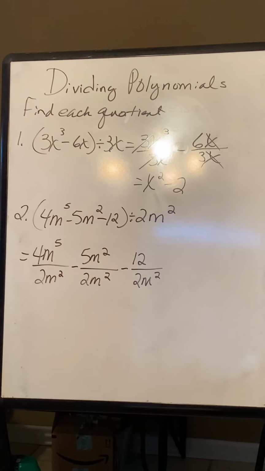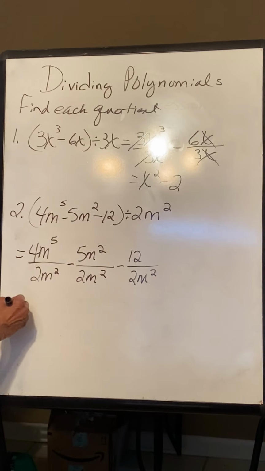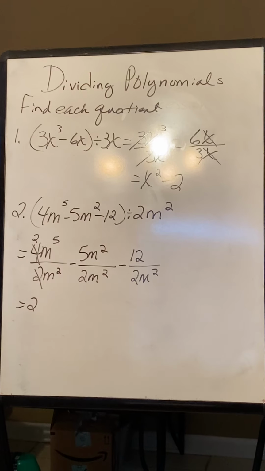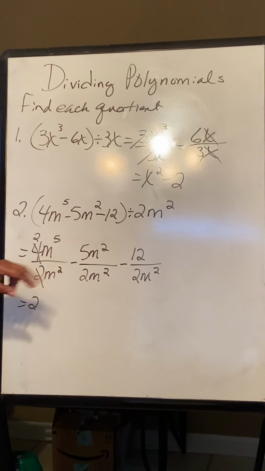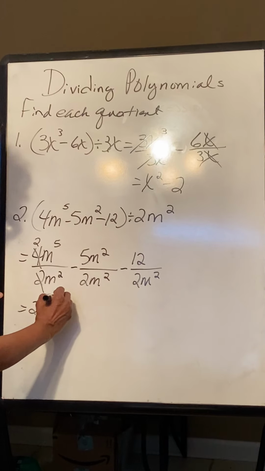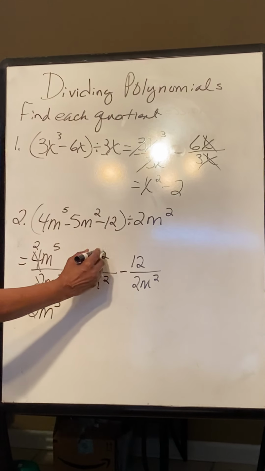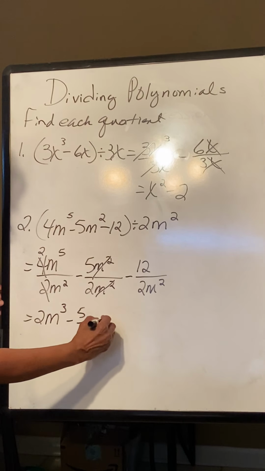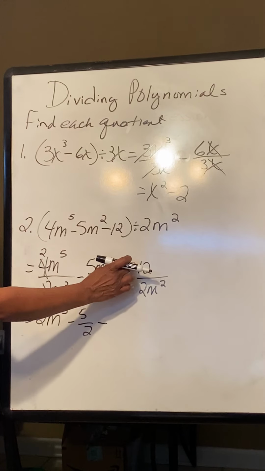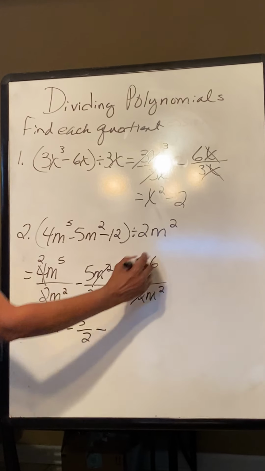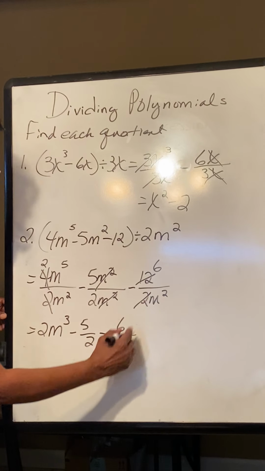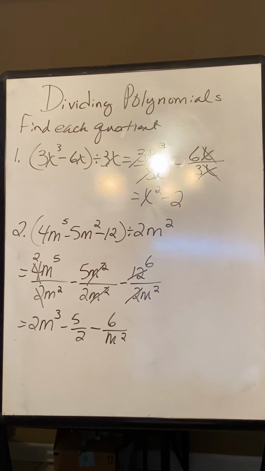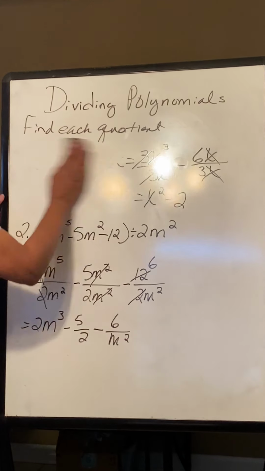Now simplify each fraction. 4 divided by 2 gives us 2. Again, when you divide like bases, subtract the exponents. 5 minus 2 gives me 3, so I'll get m to the 3rd. Well, these are identical, so I can cancel out the m squared, so I get minus 5 halves. Minus, when I come here, I can divide 2 into 12. 2 goes into 12, 6. So I have a 6 in my numerator and an m squared in my denominator. We're going to do one more example like that because I want to make sure you've got it.